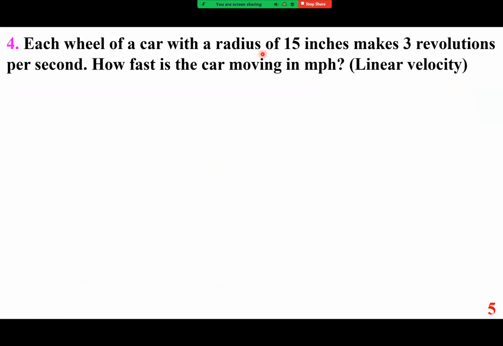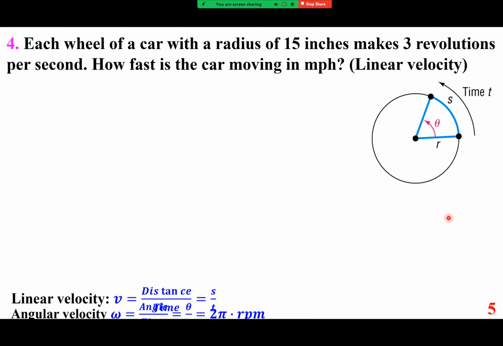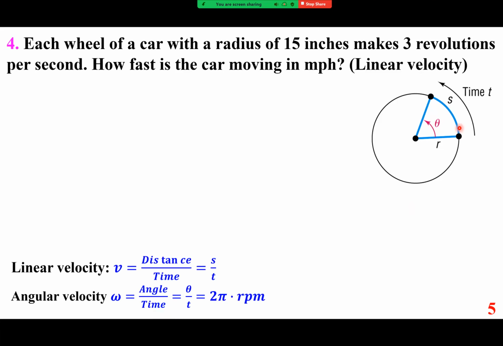Each wheel of a car with a radius of 15 inches makes 3 revolutions per second. How fast is the car moving in mph, miles per hour, which is known as a linear velocity? So let's discuss a couple of things here. First of all, again, this is the concept of an angular velocity versus a linear velocity. So the formula is the linear velocity is total distance over time, or S over T. So the distance we cover over time, whereas angular velocity is the angle that we cover over time.